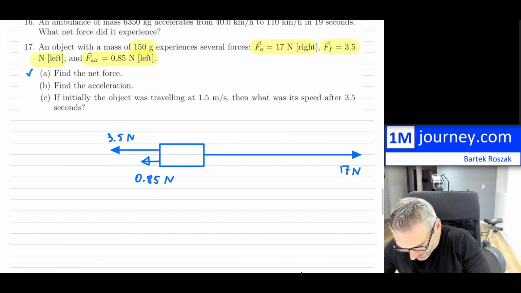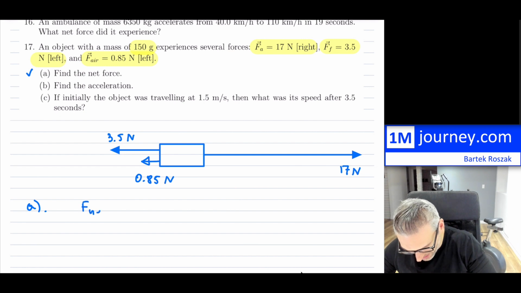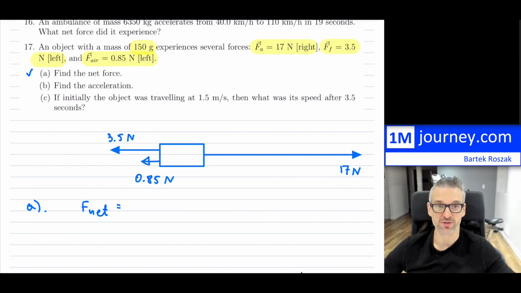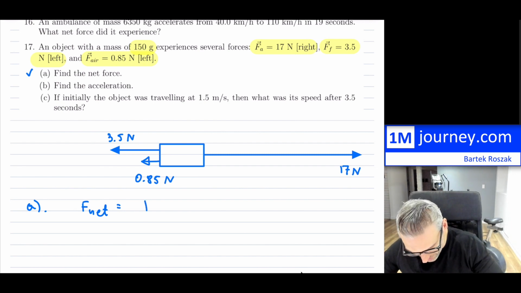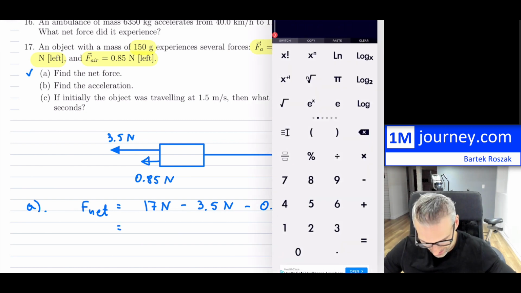If I want to find my net force here, my net force is going to be the summation of all of the forces that I have. Again, if they don't give you a direction, you choose the direction for yourself, and typically you'll choose the positive direction. So here I'm going to choose it to the right. So 17 newtons minus 3.5 newtons and then minus 0.85 newtons. That's what you would have in here. So let's take that out: 17 minus 3.5 and minus 0.85.